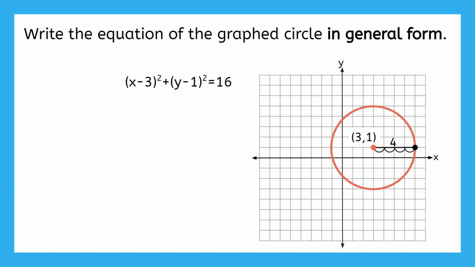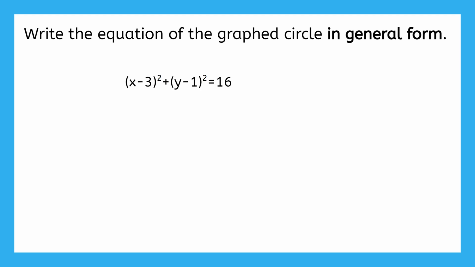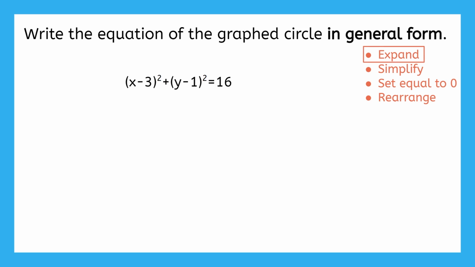Now we have a standard form equation, so it's time to convert it into general form. I'll also get rid of this graph to give us some more room to work with. As a reminder, to convert to general form, we're going to need to expand, simplify, set it equal to 0, and then rearrange the terms. We'll start by expanding the equation. Pause the video here and expand this equation as much as possible.